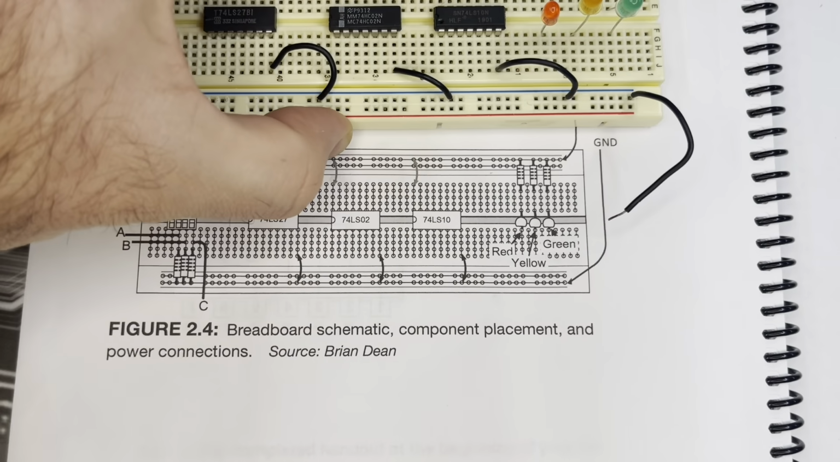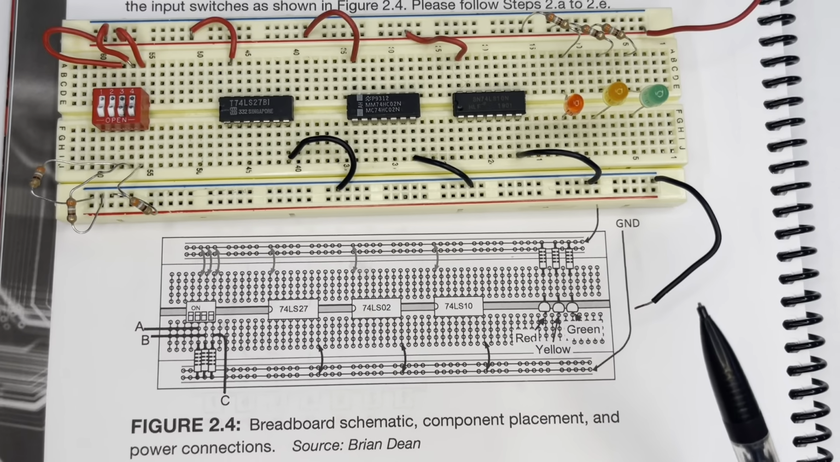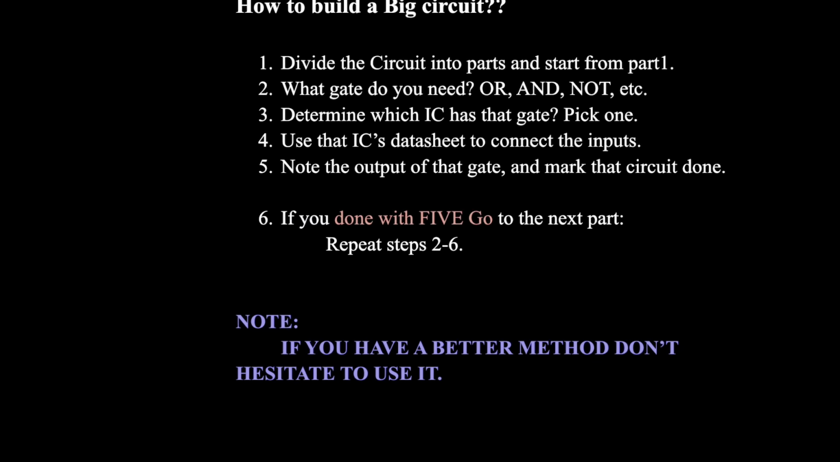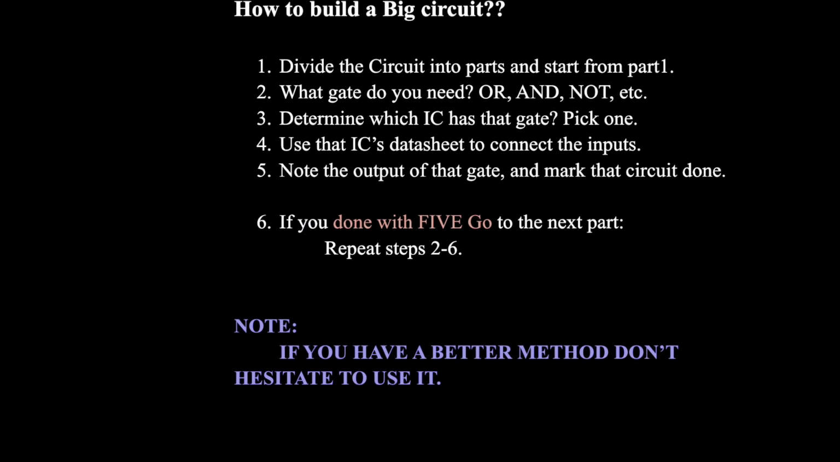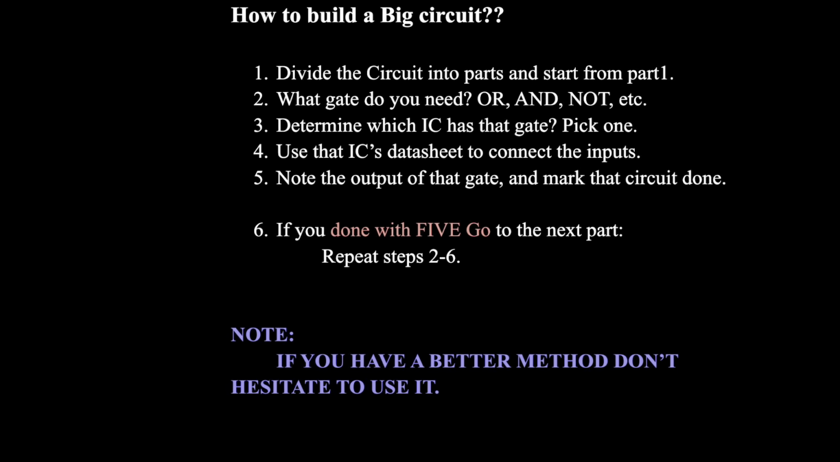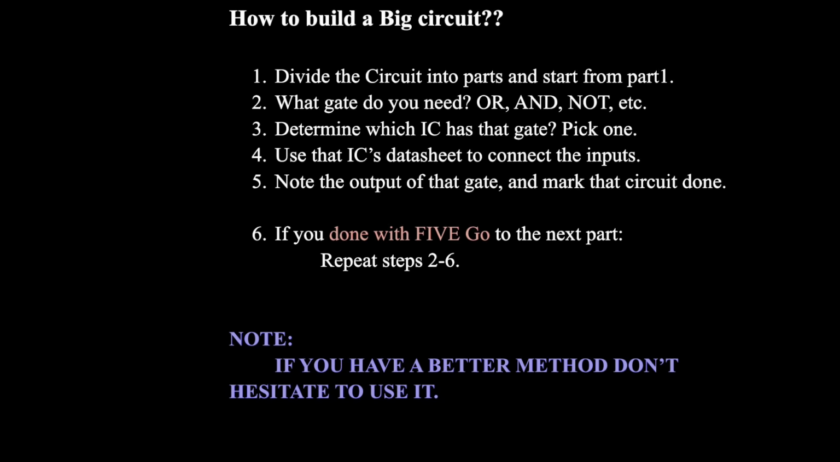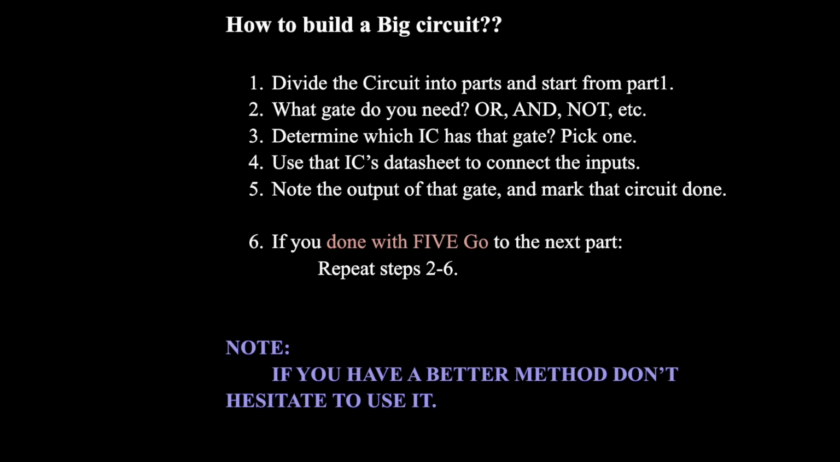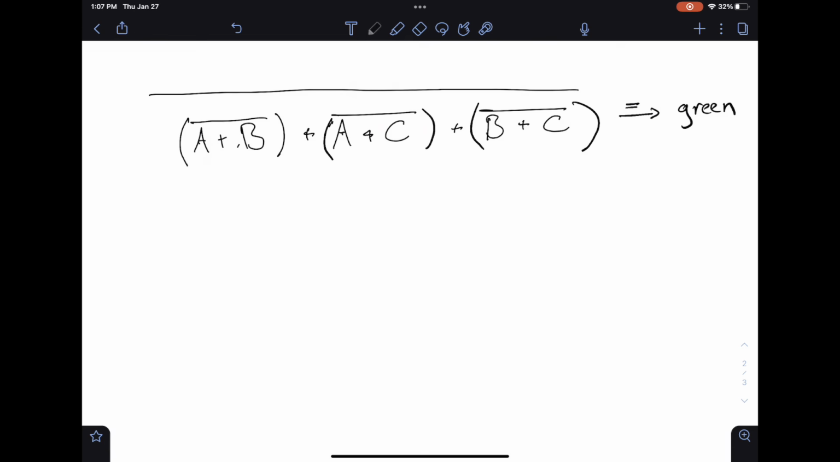Now, the main circuit has been done. Let's see what way we could use to build a big circuit. These are simple general steps that I wrote. Feel free to use them, or if you have another idea, feel free to use it. First of all, we're gonna divide the circuit into parts. Then we're gonna start from part one. So let's see how that's done.